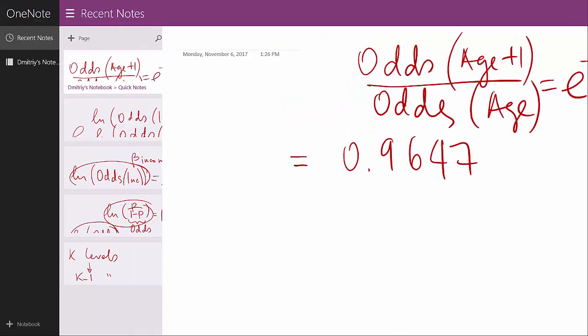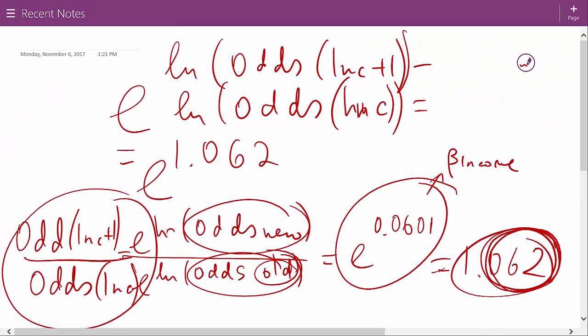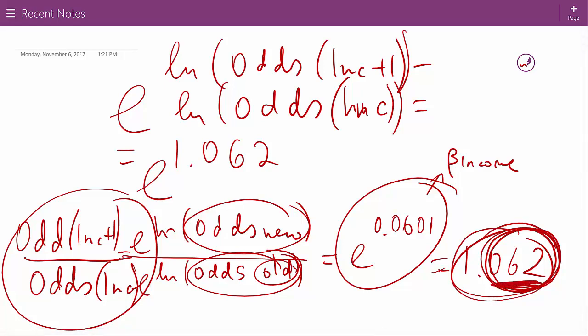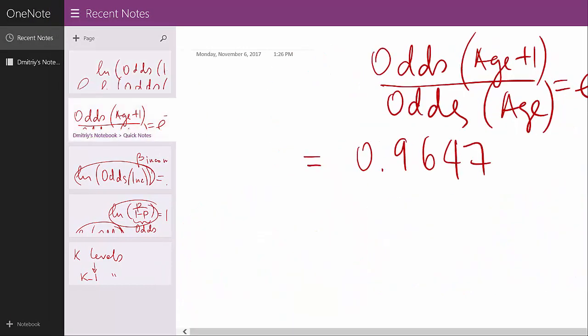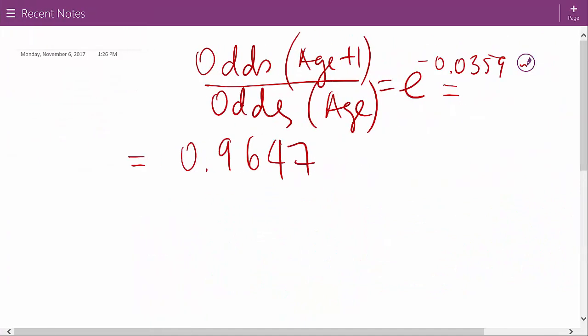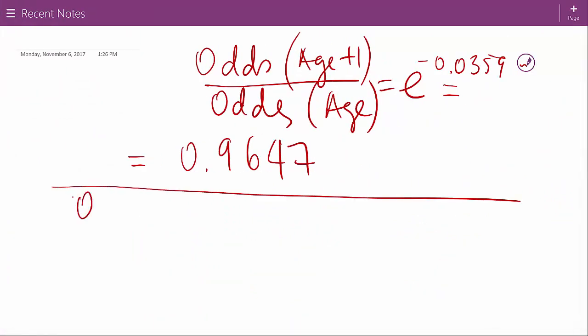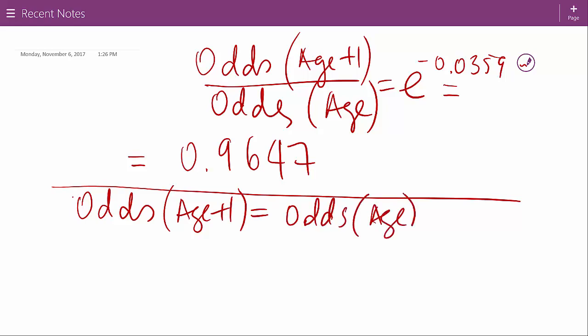In my previous case, my unit odds ratio was 1.06, so I took this part and I said, well, odds are increasing by 6.2%. When income is getting higher by $1,000, the odds of getting a loan are getting higher by 6.2%, okay? Now, in this case, my interpretation is slightly different. How? Well, let me rewrite this expression like that. Odds for the age plus 1 is equal to odds for the old age before increasing multiplied by 0.9647, okay?